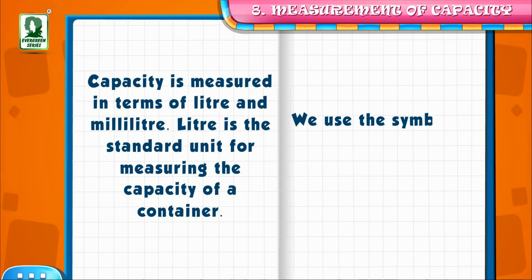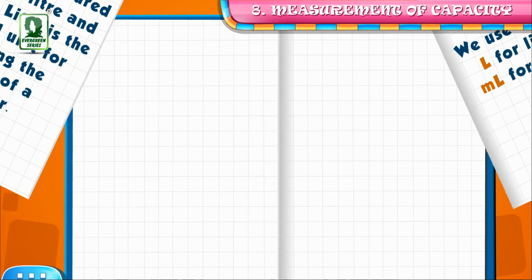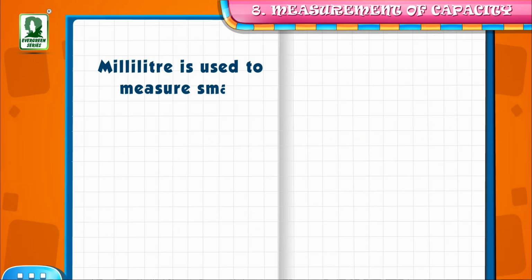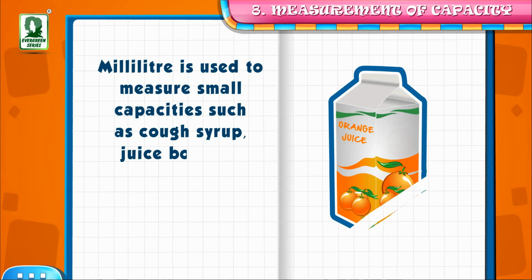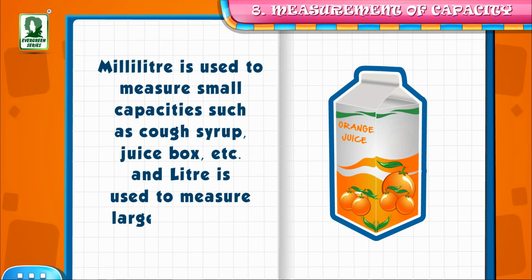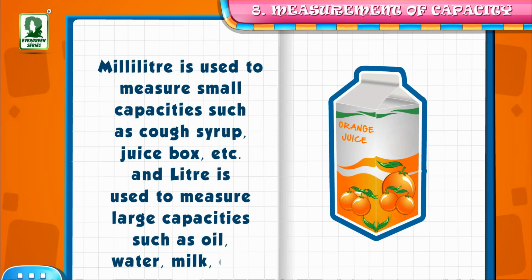We use the symbol L for liter and ml for milliliter. Milliliter is used to measure small capacities such as cough syrup, juice box, etc. And liter is used to measure large capacities such as oil, water, milk, etc.